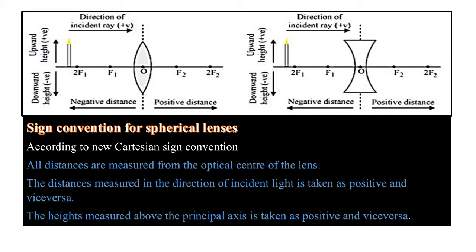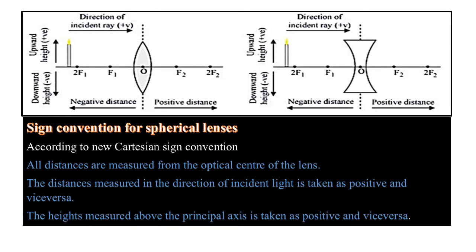That means children, the object is always placed on the left side of the lens. So the direction of incident light is from left to right. That means if we measure the distance from the optical center to the left, it is negative. And if we measure the distance from the optical center to the right side of the lens, those distances are positive. Next, the heights measured above the principal axis are taken as positive, and the heights measured downward and perpendicular to the principal axis are taken as negative.